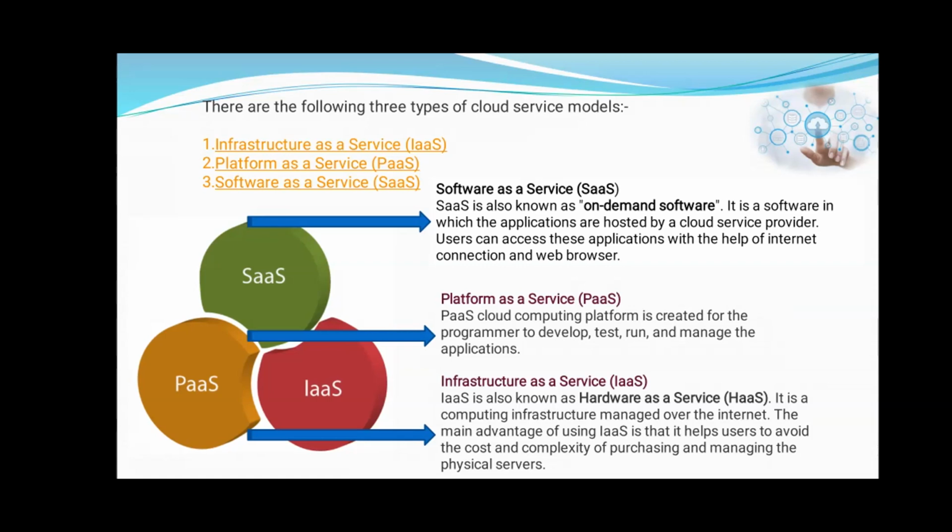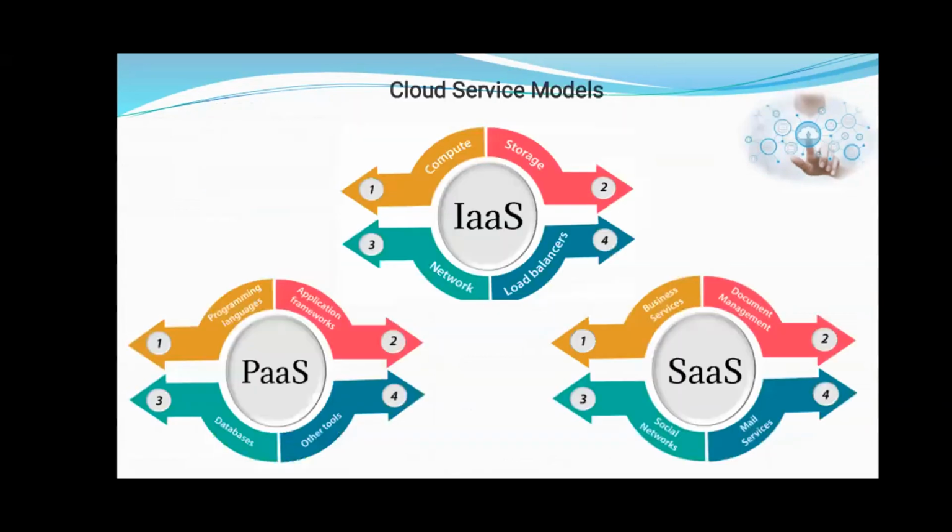SaaS is also known as on-demand software, where the user can access the application with the help of an internet connection and web browser. And platform as a service is where the programmer develops, tests, runs, and manages the application. And IaaS is a computing infrastructure managed over the internet, where the user avoids the cost and complexity of purchasing and managing physical servers. So these are the three types of model.